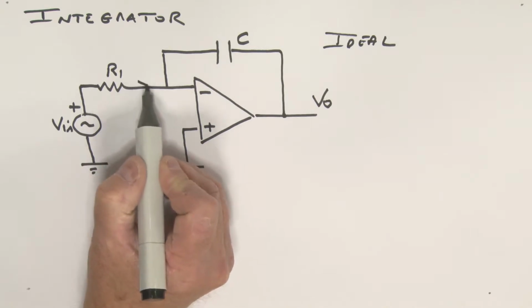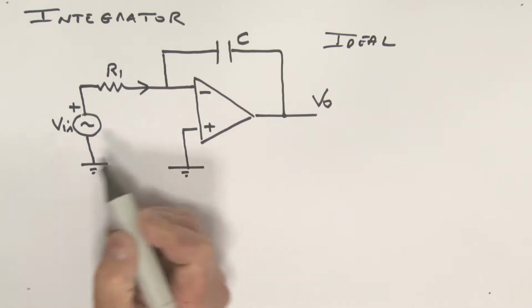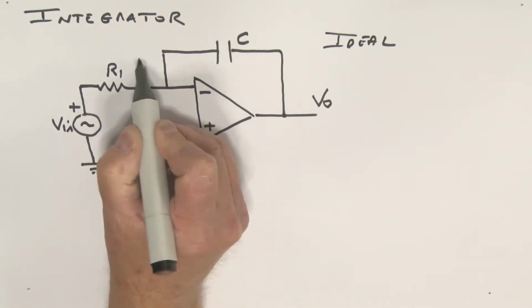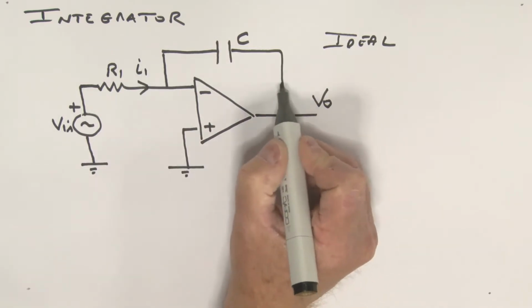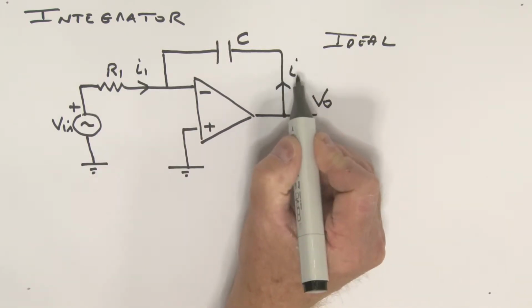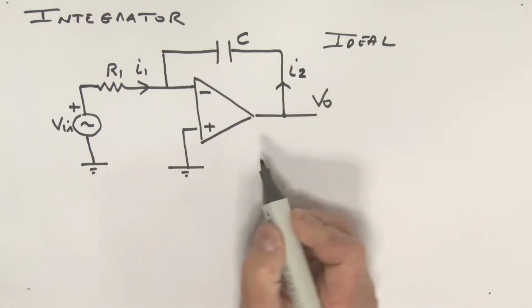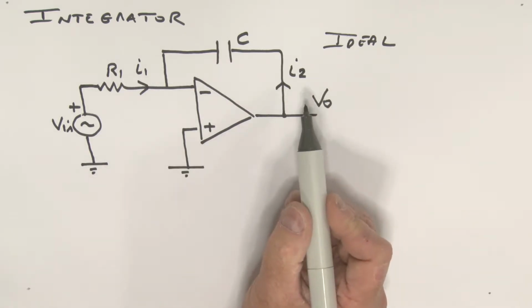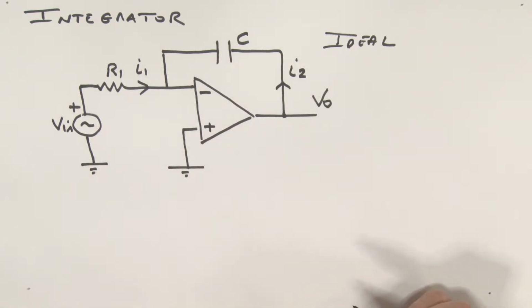We're going to define a current in this direction. We're going to call that current I1. We'll define a current in this direction. We're going to call that current I2. So let's write equations down for both I1 and I2.